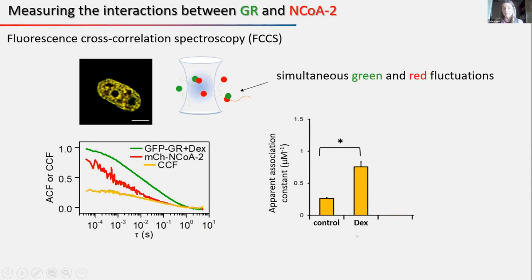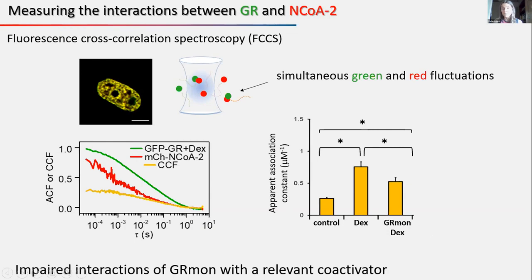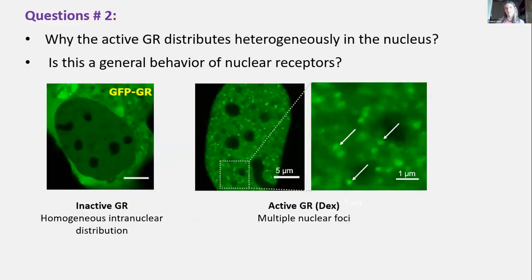What you can see is that whenever you stimulate the cells with X, the interactions between the receptor and the coactivator increase. If you have the monomeric receptor, the interactions are not as important as in the wild type receptor. You verify that there is indeed impaired interaction between the monomeric receptor and the coactivator. So we could also study these interactions between these two different species.